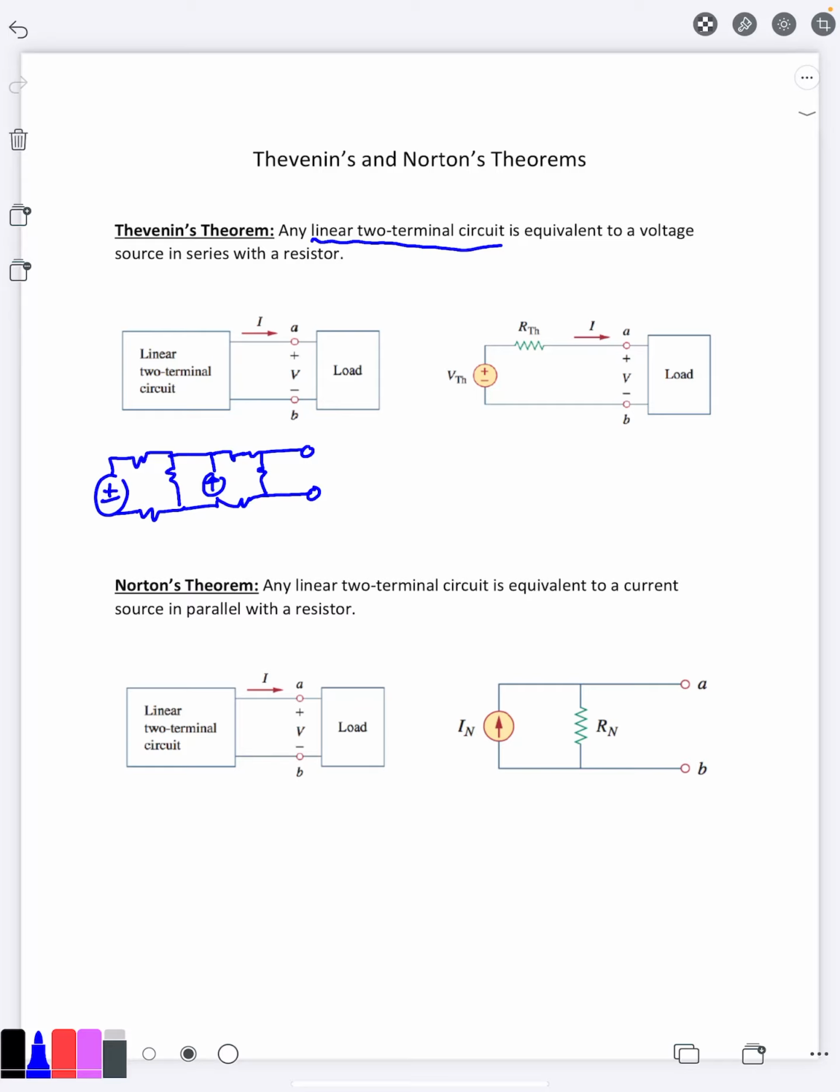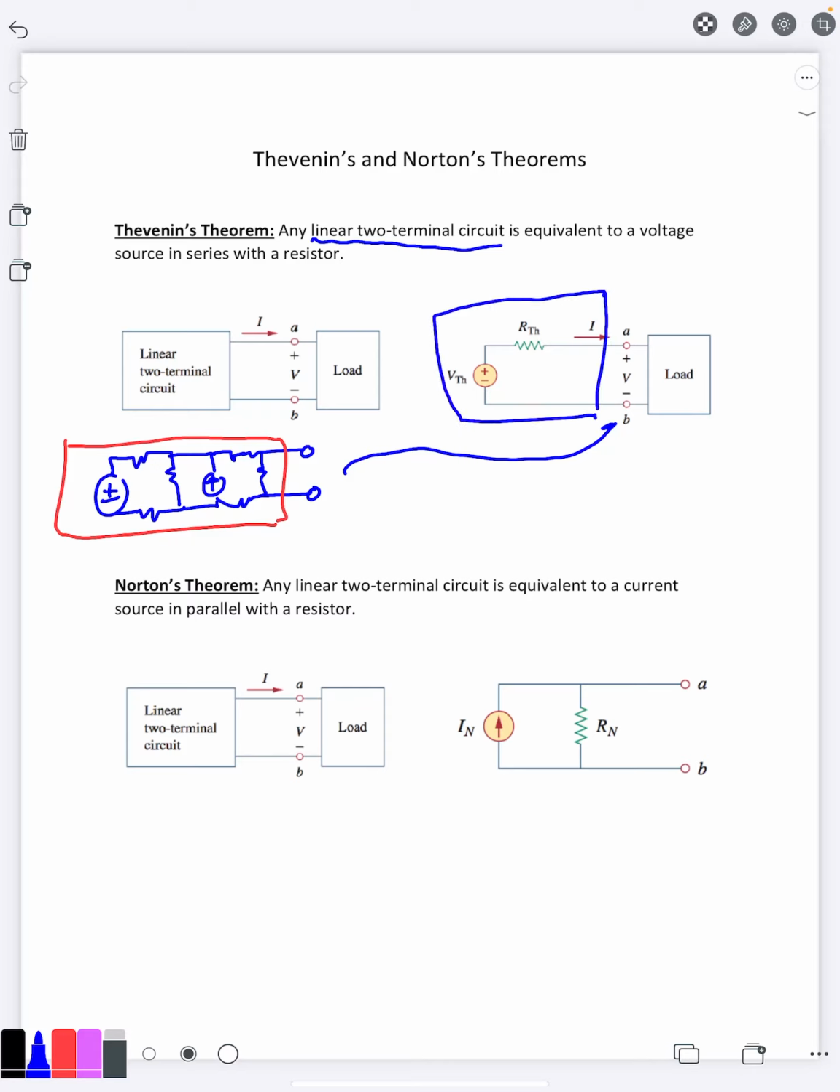And anytime you have that type of circuit, a linear two-terminal circuit, no matter how complicated it is, no matter what way you have your resistors and sources hooked up, no matter if they're independent sources or dependent sources, if things are in series and parallel, no matter what, this theorem guarantees that you can find an equivalent mathematical circuit where you replace all that complicated stuff with simply a single voltage source in series with a single resistor.